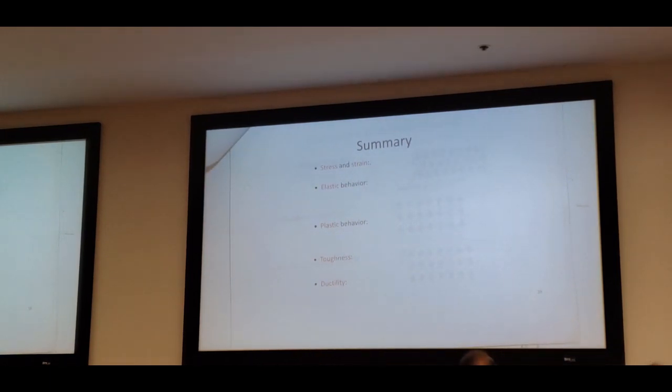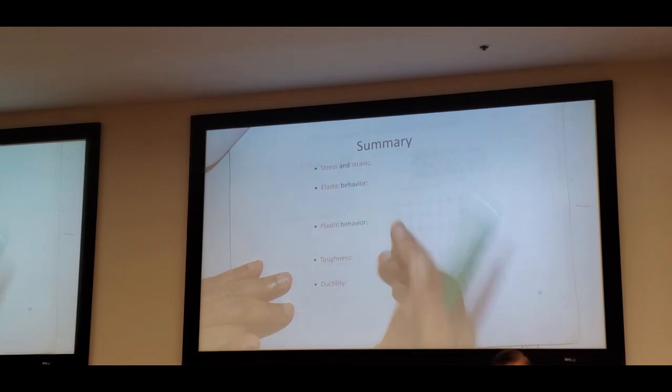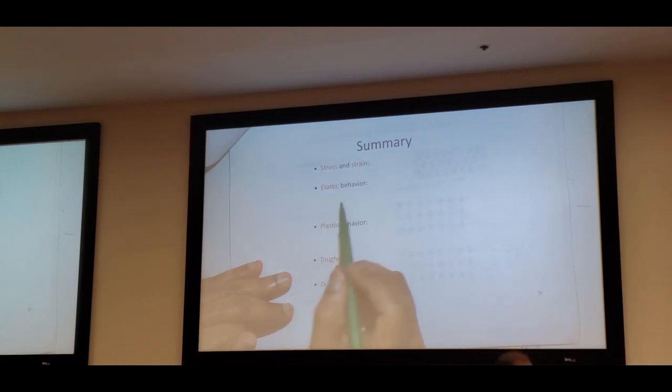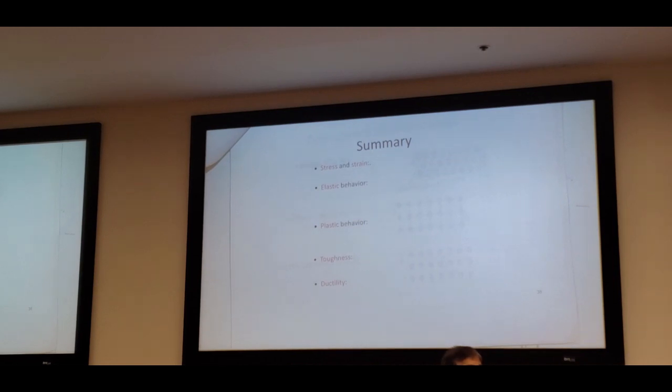So in this chapter we have talked about stress and strain. Stress is the force applied per unit area, and strain is the elongation, that is, the change in length over original length. What is elastic behavior? Elasticity: it goes back to the original one. Whenever you apply a force, when you release that force, it goes back to the original shape. What is plastic behavior? Plastic behavior is permanent.